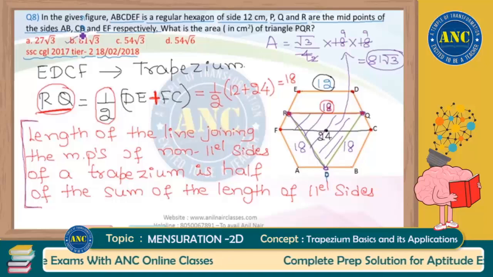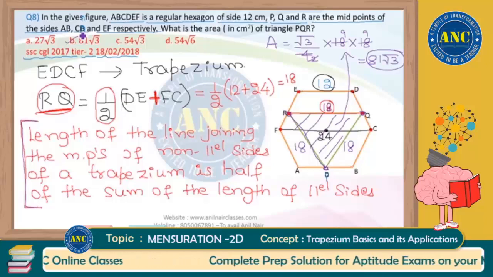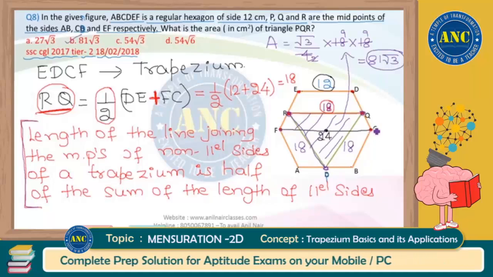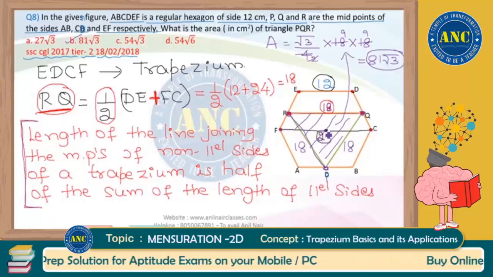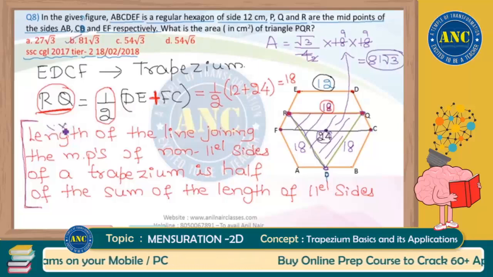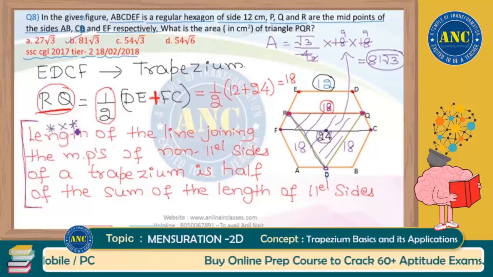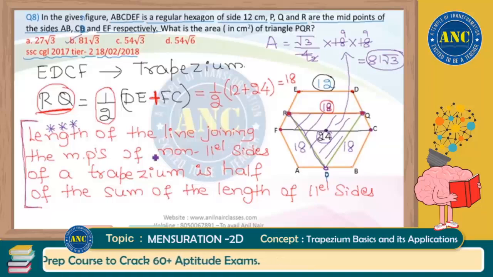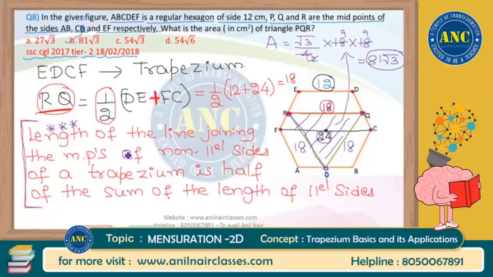In this question, two important things you need to do are: you should join these F and C, and you should know that that is 24. And second thing is you should know this important property. Again I am repeating that property. Length of the line joining the midpoints of non-parallel sides of a trapezium is always half of the sum of the length of parallel sides.